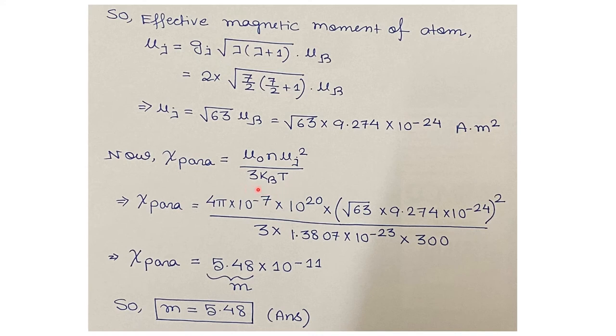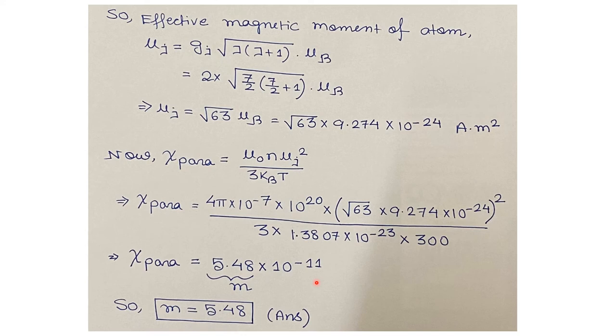So we'll put all the values here, then we will get chi para equals 4 pi times 10 to the power minus 7, that is the mu naught value. N value is 10 to the power 20, and mu j squared is this root over 63 times 9.274 times 10 to the power minus 24 whole square divided by 3 kB. kB value is 1.3807 times 10 to the power minus 23 times temperature value of the system, that is 300 Kelvin. So after putting this, if we calculate this, we will get chi para equals approximately 5.48 times 10 to the power minus 11.